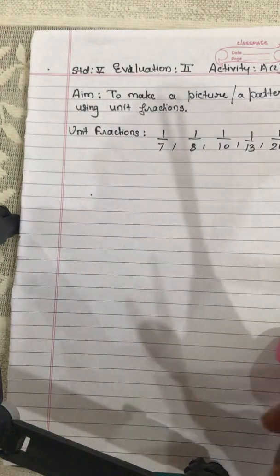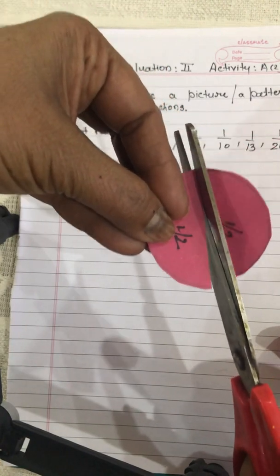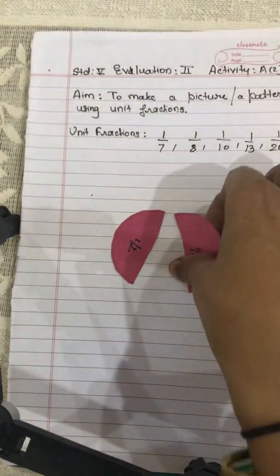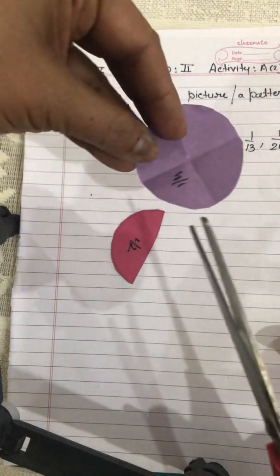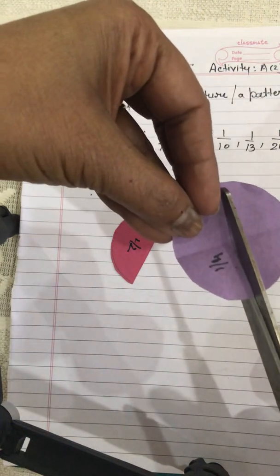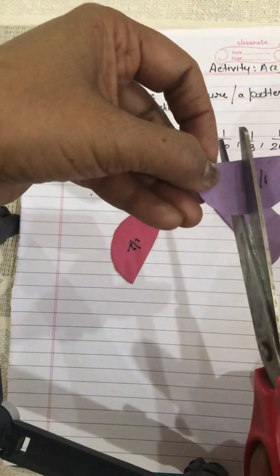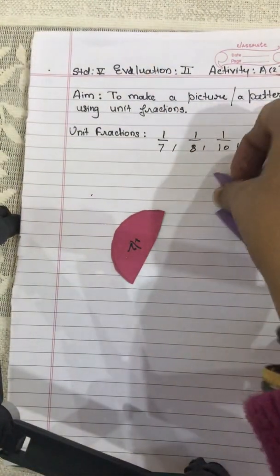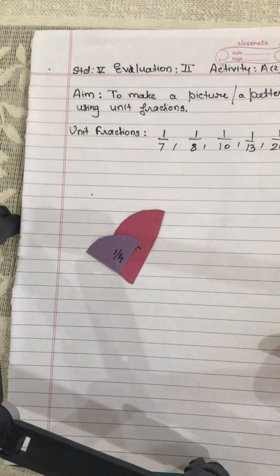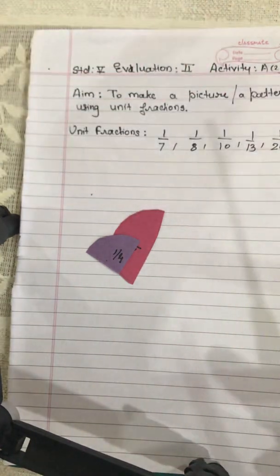So for that I should cut a unit fraction. I should separate it from the original paper. So this is one unit fraction. Then this is the second unit fraction. This is 1 by 4 as it is one part out of 4 equal parts. So this is 1 by 4 and this is 1 by 8. I will separate it from the original paper. Okay.